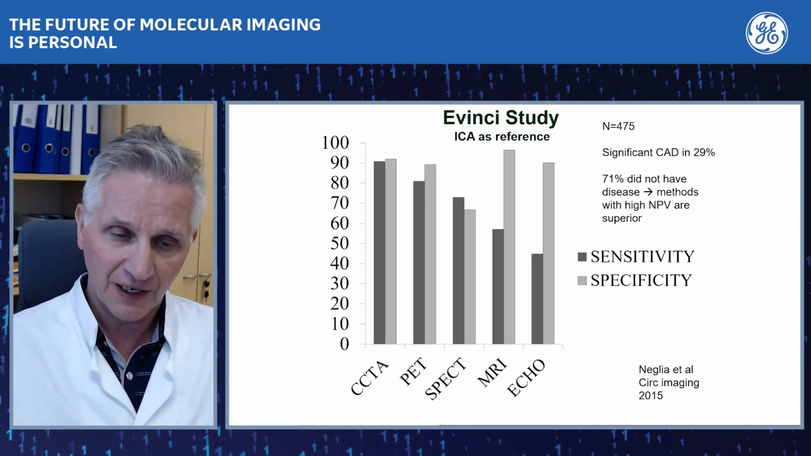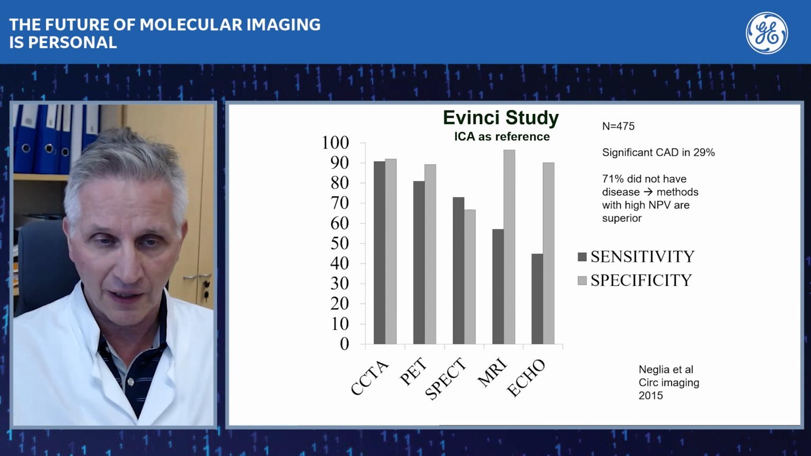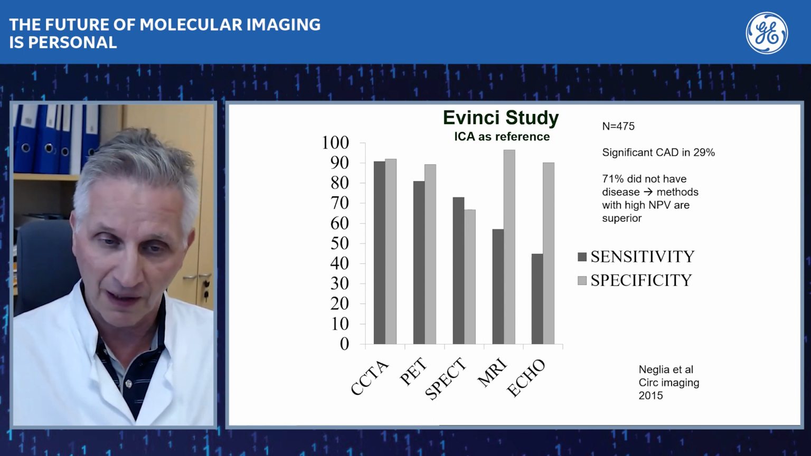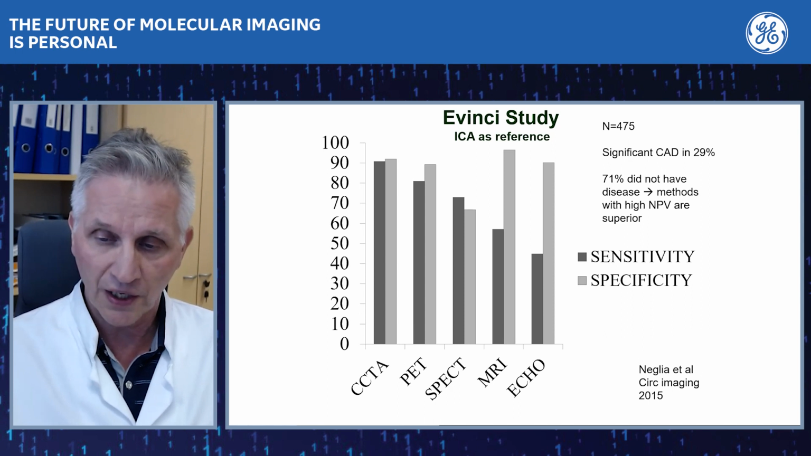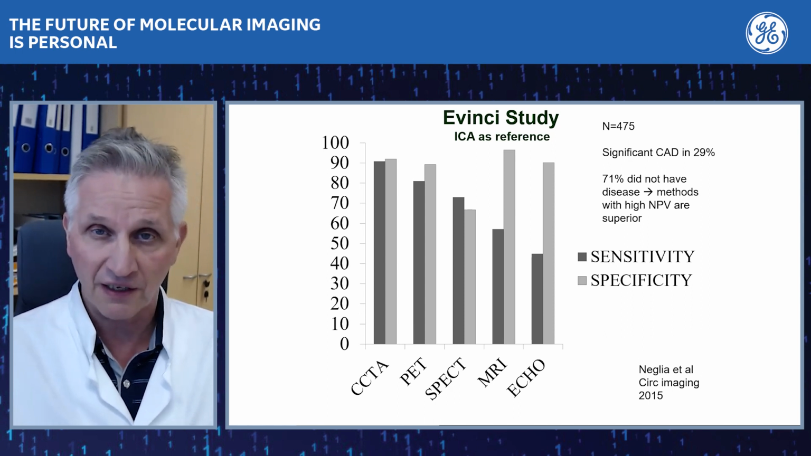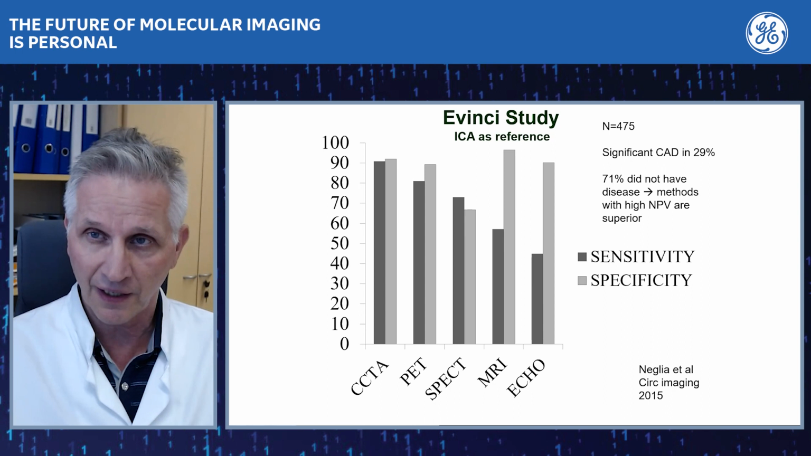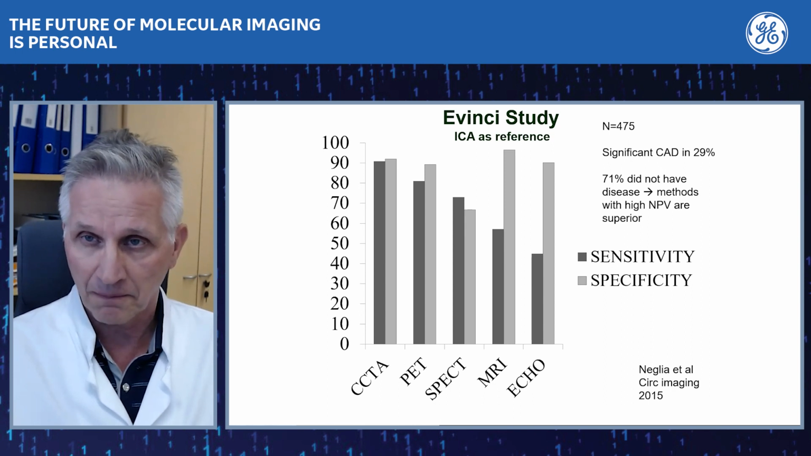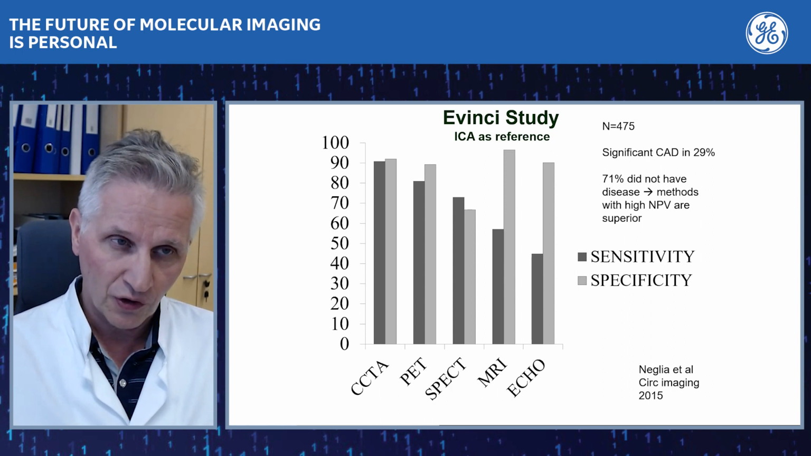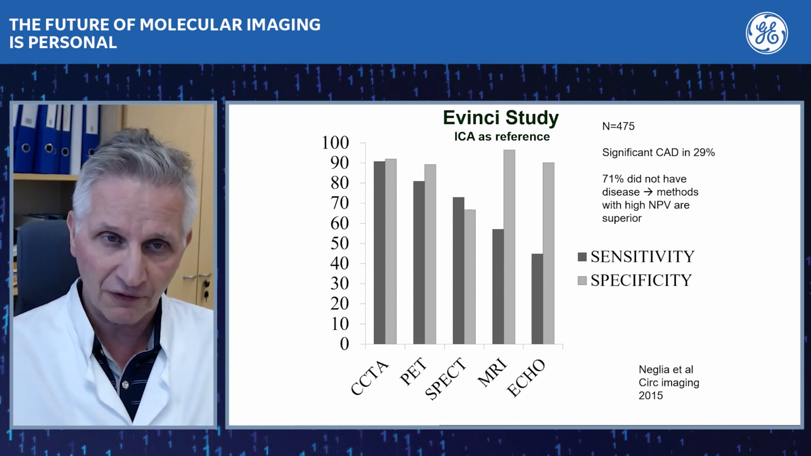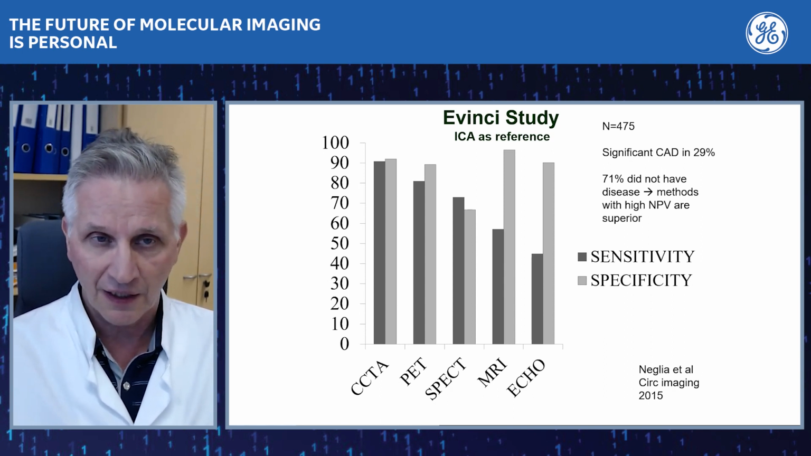The same finding has been found thereafter in several multi-center trials. There are two examples I will show here. The first one is this EANM study, which had nearly 500 patients, and there the PET perfusion was best out of the functional tests in sensitivity and specificity.